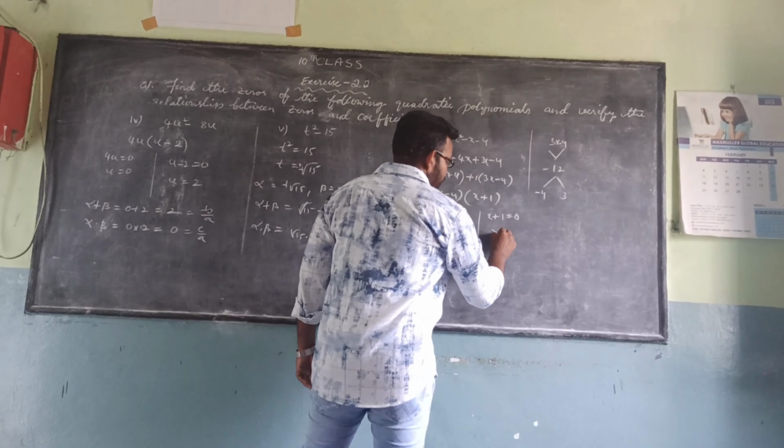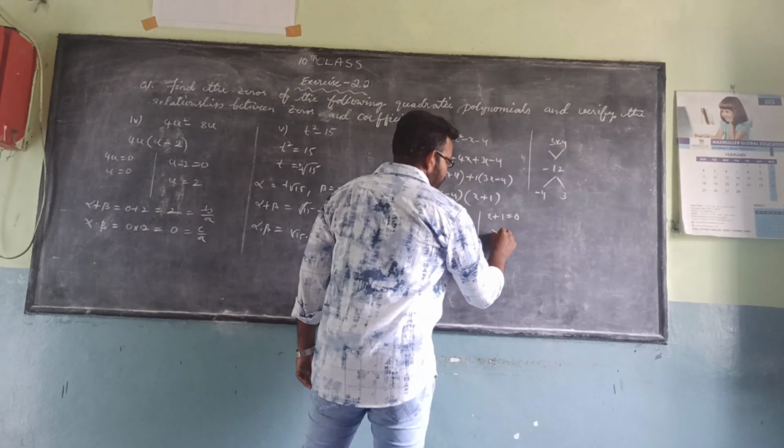Alpha plus beta is equal to 4 by 3 plus of minus 1. Gives you 4 by 3 minus 1. Here the denominator is 1. I am taking the LCM. 3 ones are 3. So 3 divided by 3 is 1 time. 4 into 1 is 4. Minus 3 divided by 1 is 3 times. 3 into minus 1 is minus 3. So 4 minus 3 gives you 1 by 3, minus b by a.